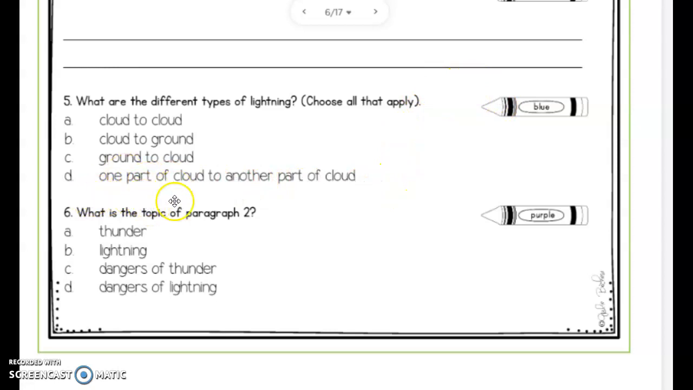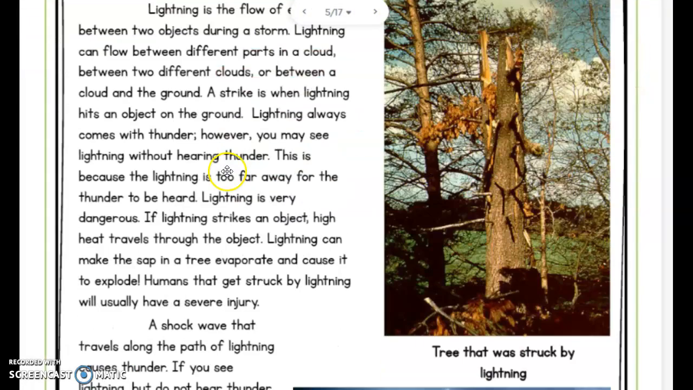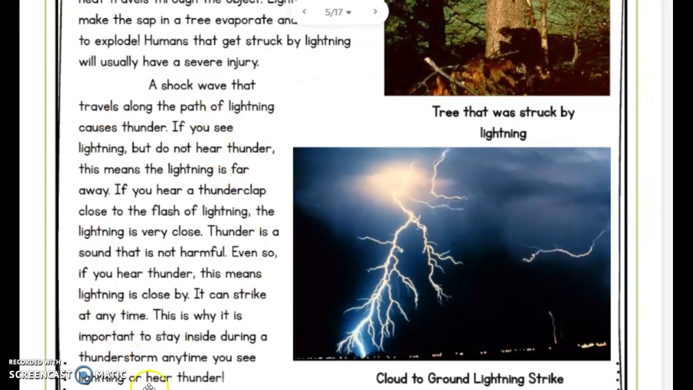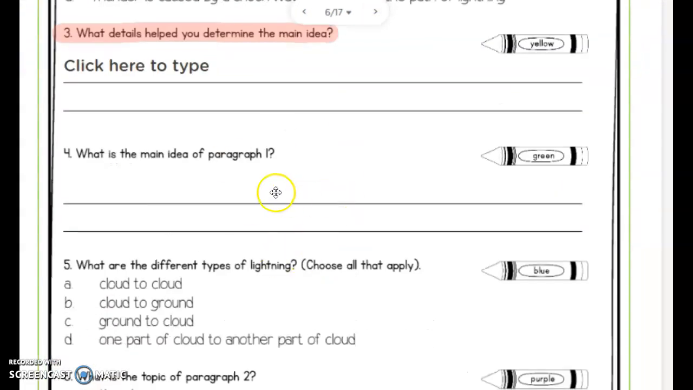What is the topic of paragraph 2? So what word repeats in paragraph 2? Find your answers and then you can move on to the next reading activity for today.